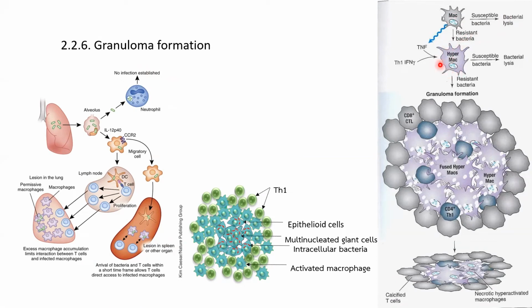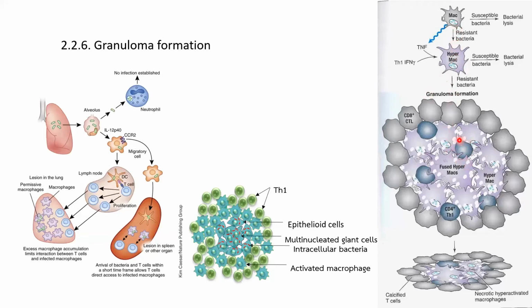So macrophages carry these bacteria, but we have a number of cytokines to help the macrophage kill the bacteria and cause the death of the bacteria inside the macrophage. But some bacteria, such as Mycobacterium tuberculosis, can resist these two reactions.